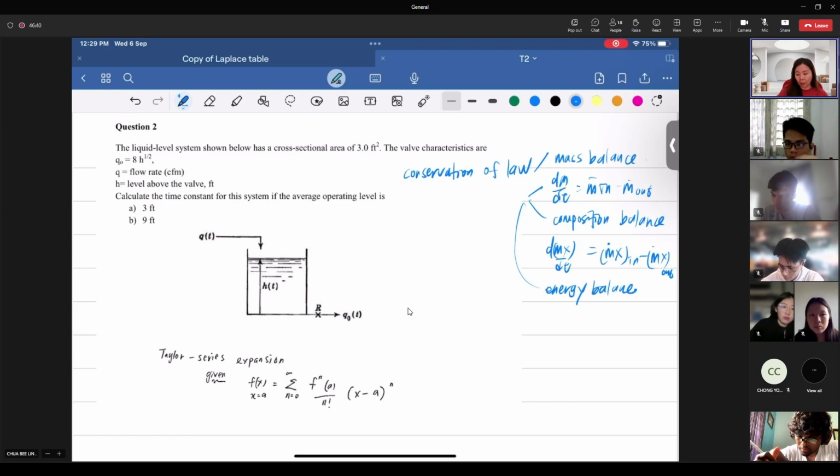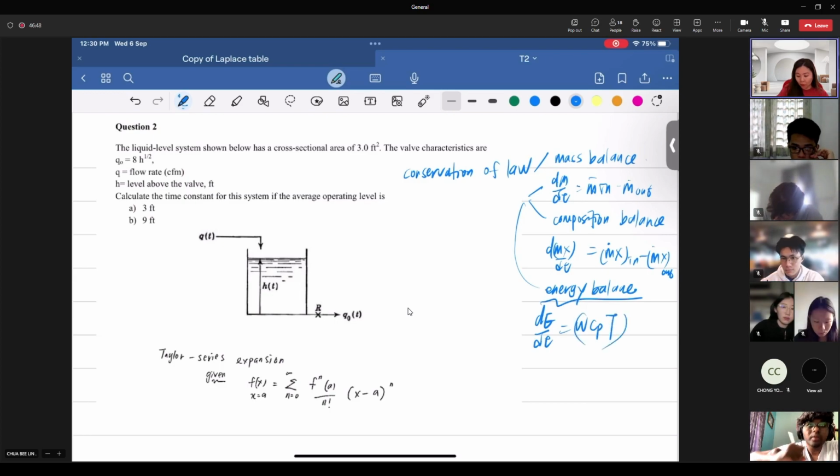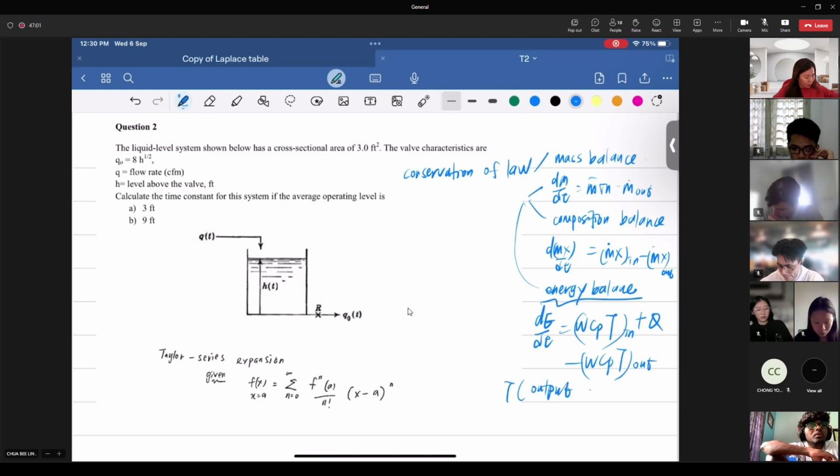It's the energy balance. So energy balance is dE over dt equivalent to omega Cp in. So all the in. Maybe you have the heat flow to the system Q, then minus the out. So you study T as your output, then this equation will be mCp dT over dt.